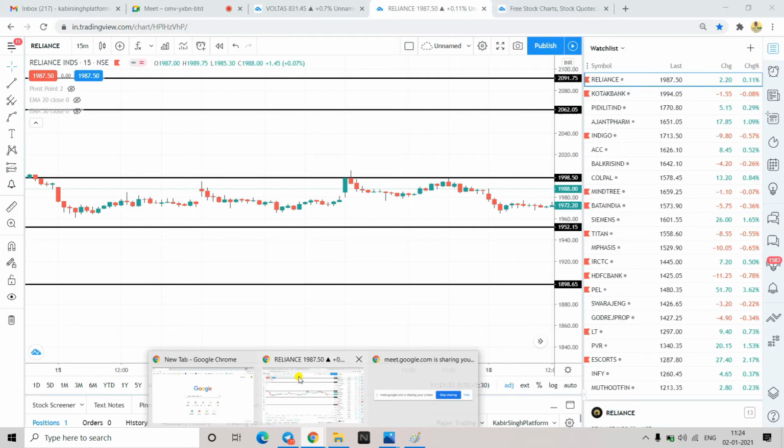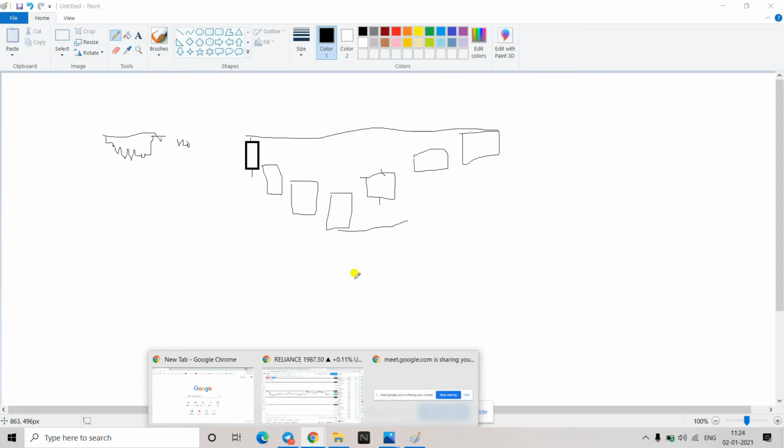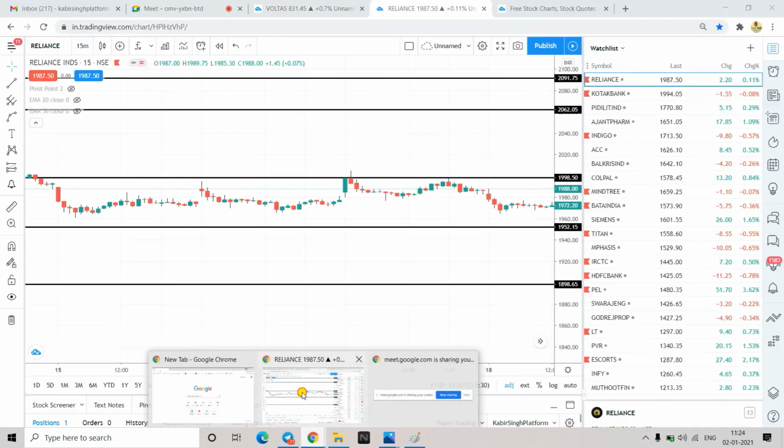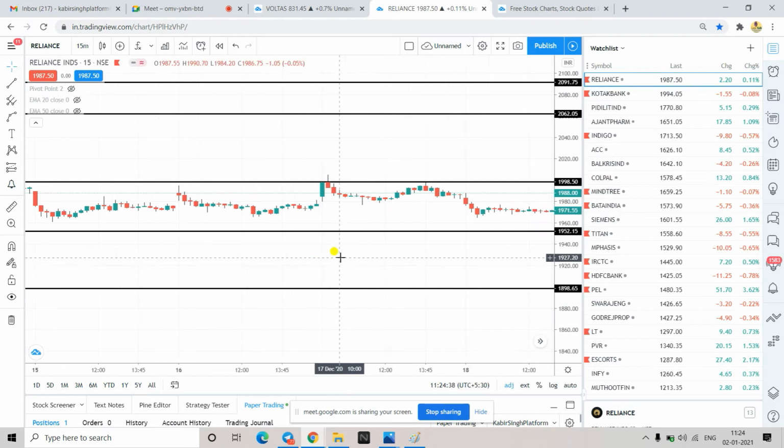Okay, this is just for BTST. You have to buy today and sell it tomorrow. Means today it has not given movement, tomorrow it will give movement. Yeah, it is like that.